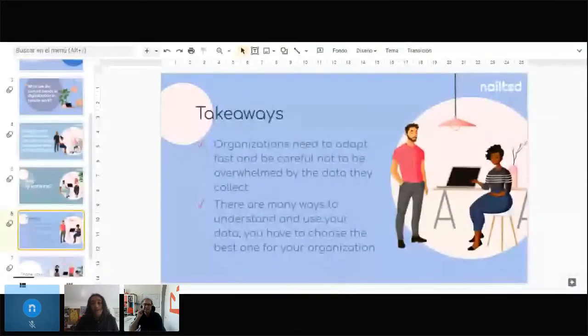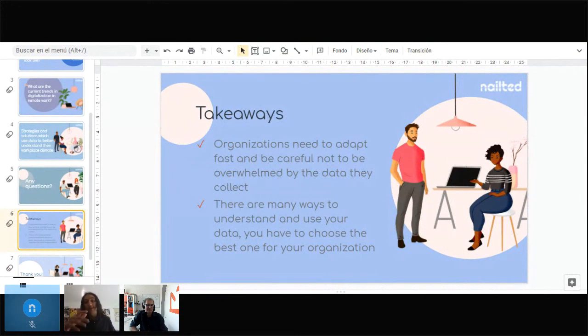And before we go, I'd just like to share a couple of takeaways, which I think are general to everything we discussed today. So firstly, organizations need to adapt and be careful not to get overwhelmed by the data they collect, which we discussed earlier. There's just so much data and not enough knowledge of what to do with it. And what I think is more important, there are many ways to understand and use your data, but you have to choose the best one for your organization, because not every tool will work for every organization. So you really have to know what your problem is and how you want to answer it, and then choose the best manner or tool to approach it.